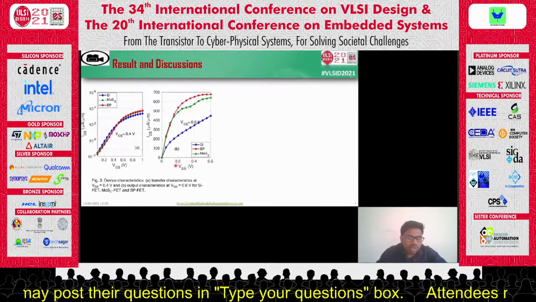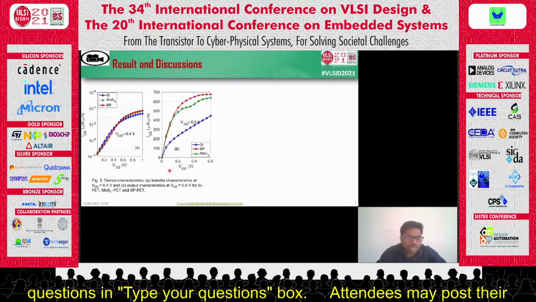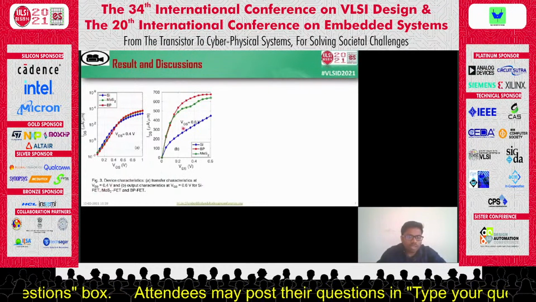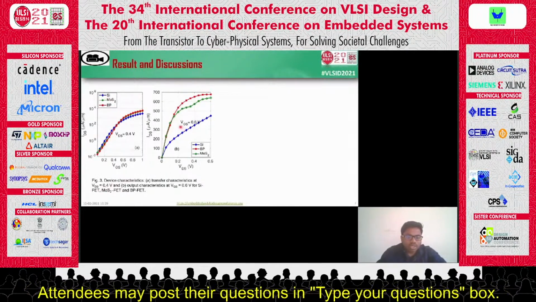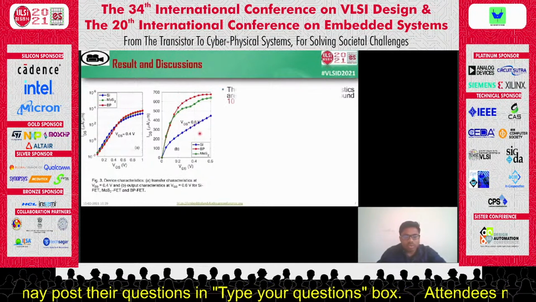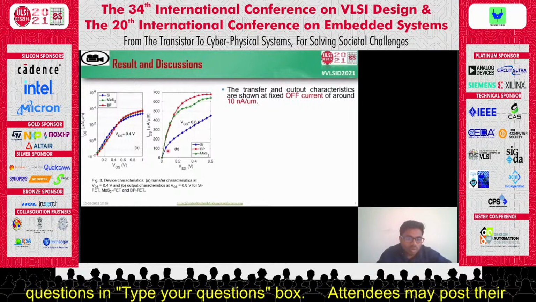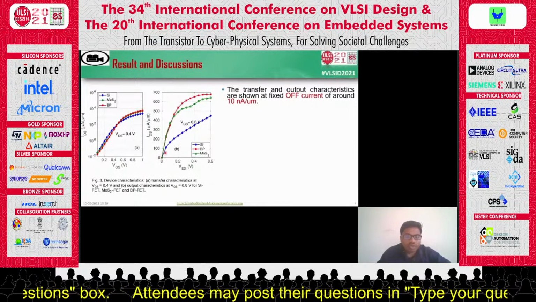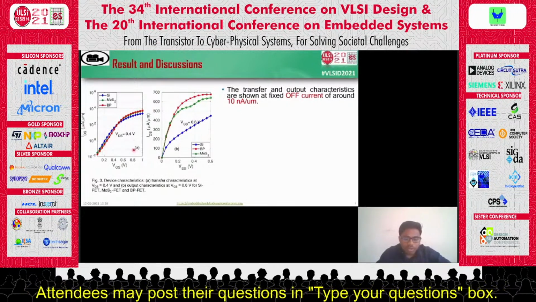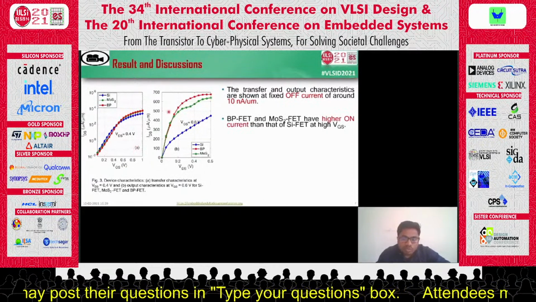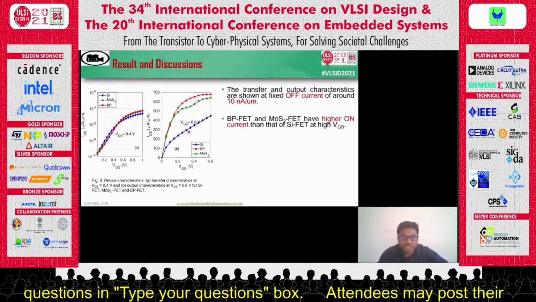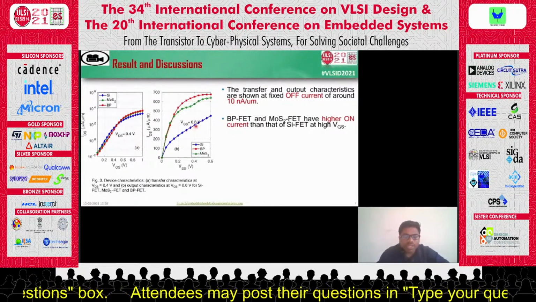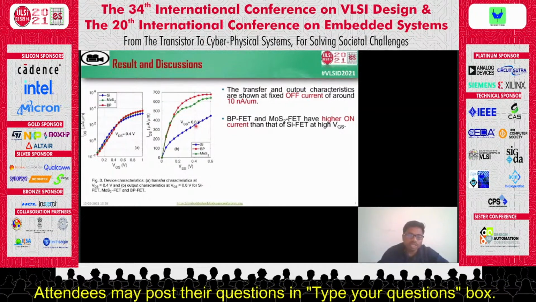Figure 3 shows the device characteristics. Figure 3a shows the transfer characteristics at VDS of 0.4 volt for silicon, MoS2 and BP, and 3b shows the output characteristics at VGS of 0.6 volt for Si, BP, and MoS2. In the transfer and output characteristics, we can see an off current of almost 10 nanoampere per micrometer, and the BP and MoS2 FETs have higher on current than the Si FET at high VGS because of better gate control due to their thin atomic thickness.